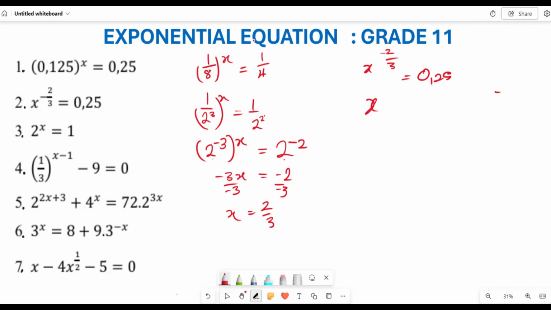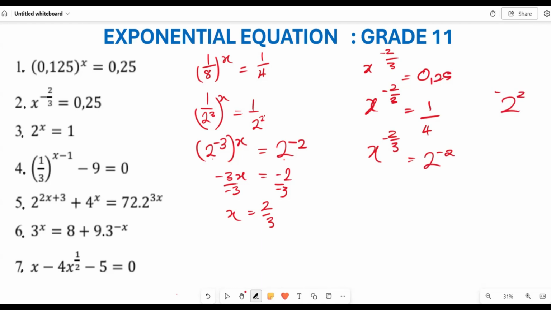Which means x to the power of negative 2 over 3 is equal to 1 over 4, which is the same as 1 over 2 squared. This is the same as 2 to the power of negative 2. What I've done here is write my 4 in terms of 2 squared. And now from here, I want us to get rid of the exponents, because we are trying to solve for x.